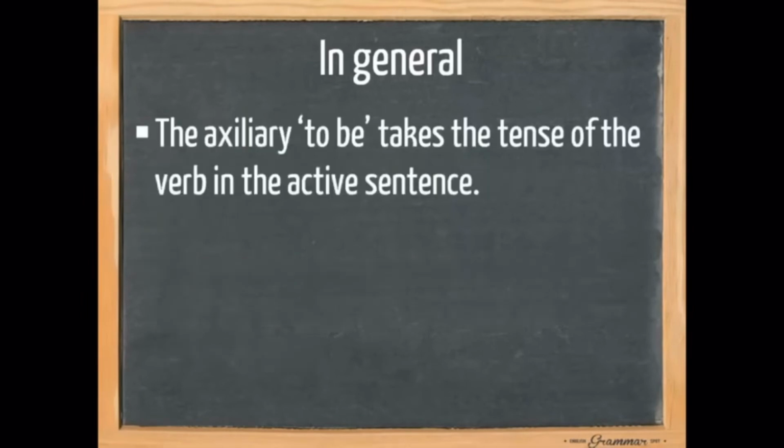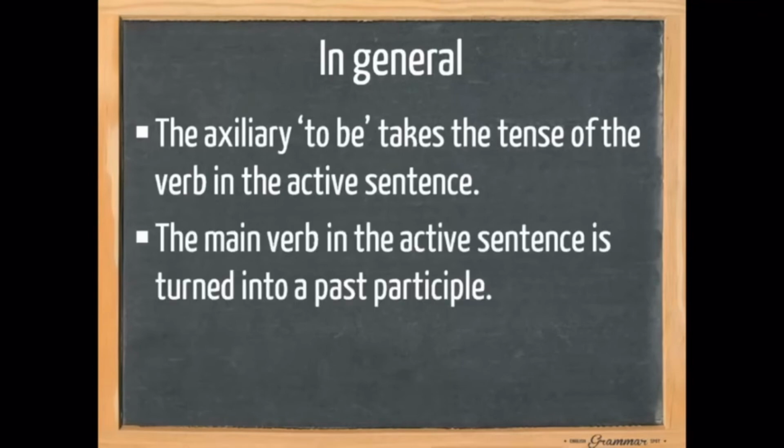Now the auxiliary verb takes the tense of the verb in the active sentence. So when we change an active sentence into a passive, we need to put the verb to be in the tense of the active sentence. The main verb in the active sentence is turned into a past participle. Now I hope that your head is not spinning because it's really quite easy.